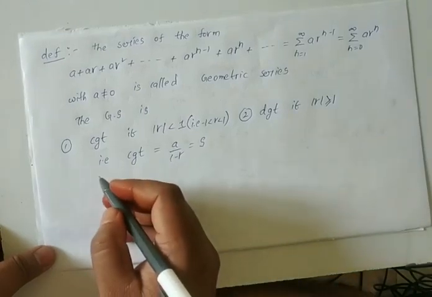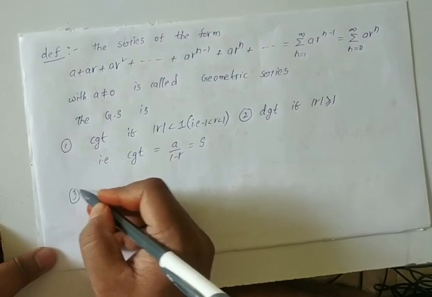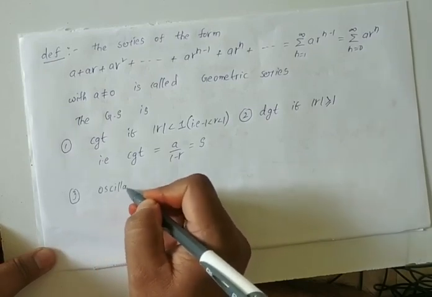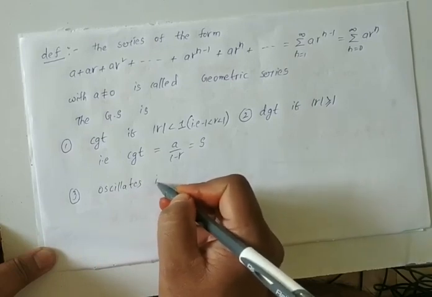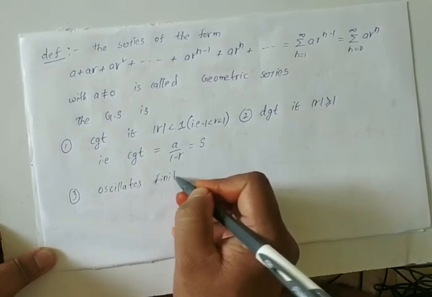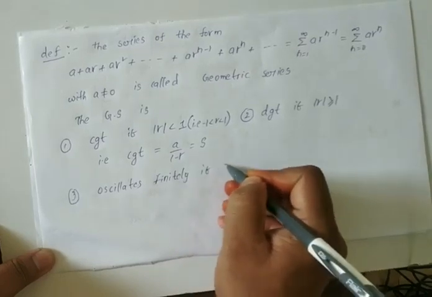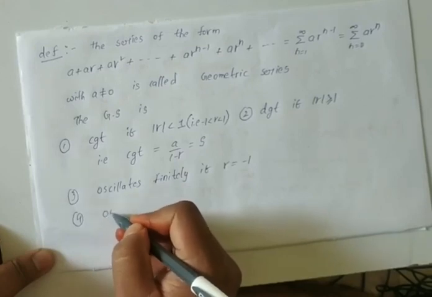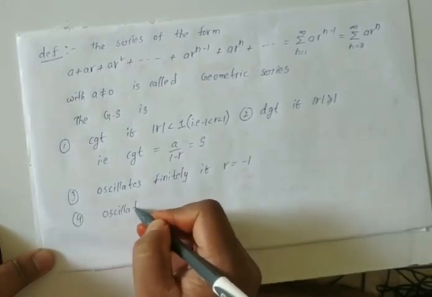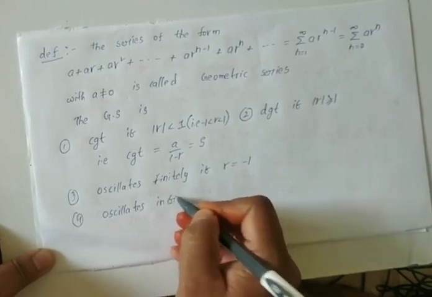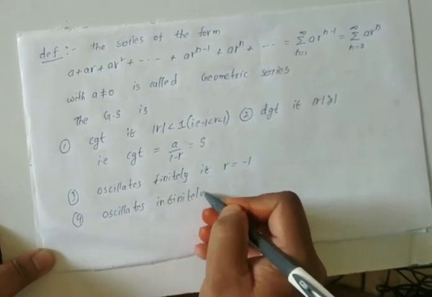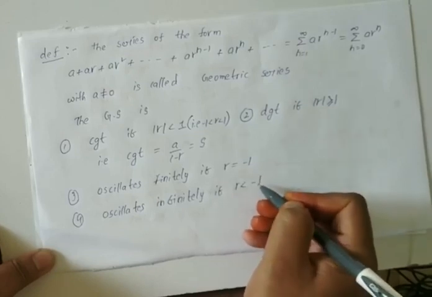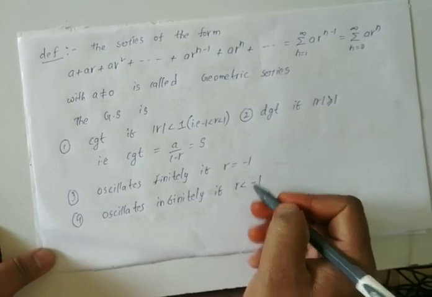Okay, remember that point. Next, third one, this geometric series oscillates finitely if r is equal to minus 1. Finally, fourth one, it oscillates infinitely if r is less than minus 1. Okay, remember these 4 points.